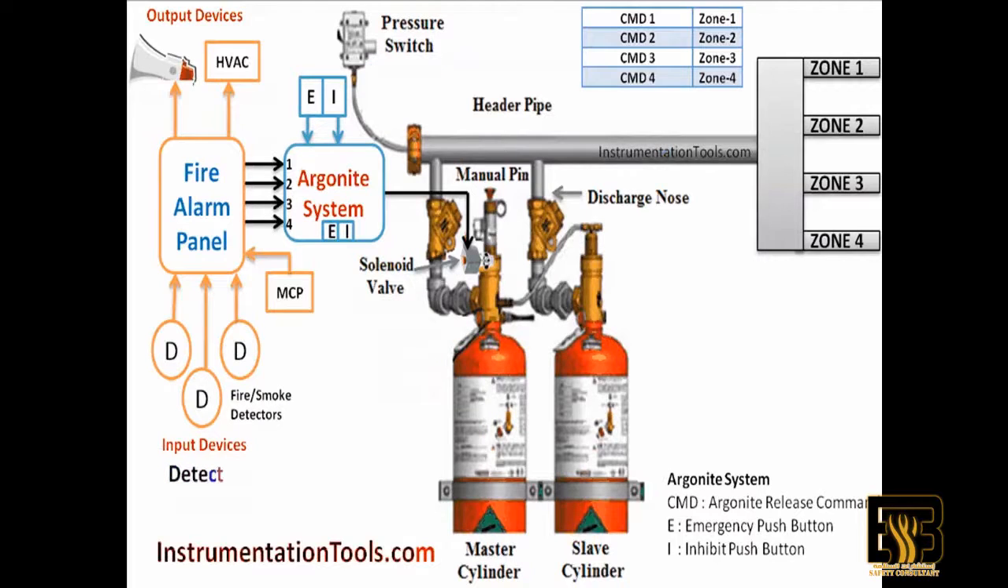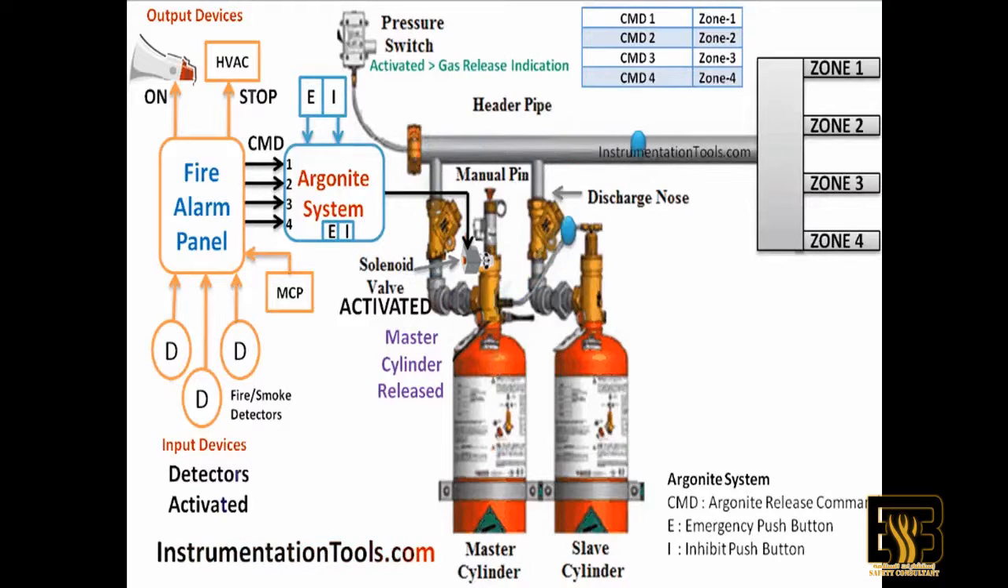Argonite system operation. When any fire incident happens, then the fire smoke detectors will be activated. These detectors give signal to the fire alarm panel. The fire alarm panel activates the hooter and stops the VAC unit. Also, the fire alarm panel sends an Argonite release command, CMD, to the Argonite system.